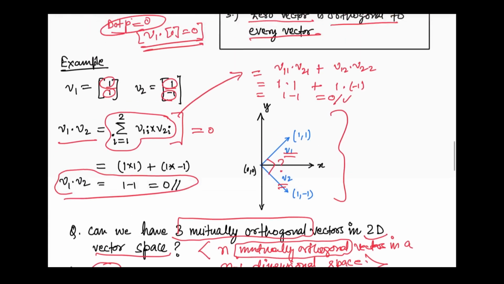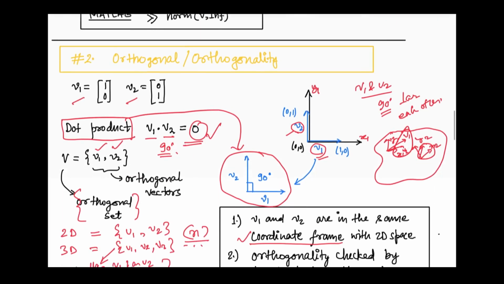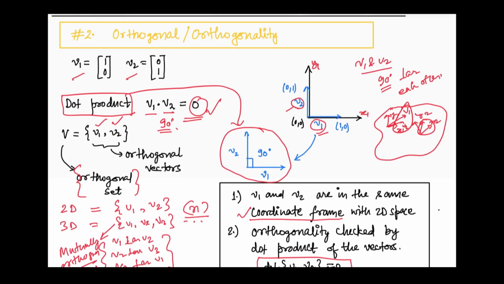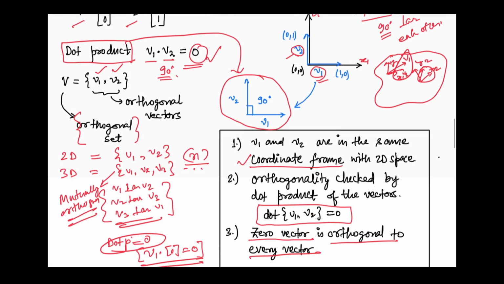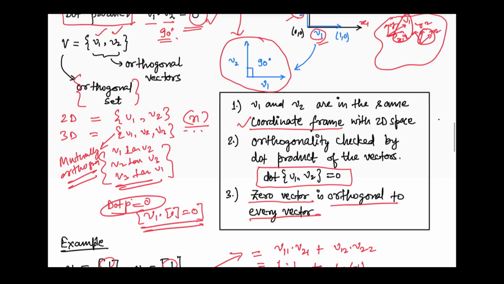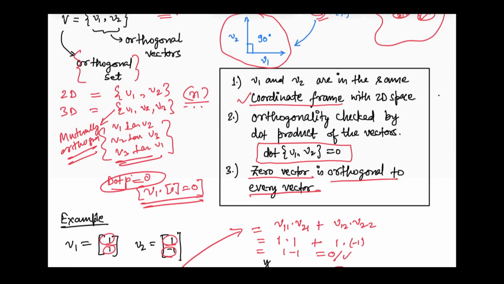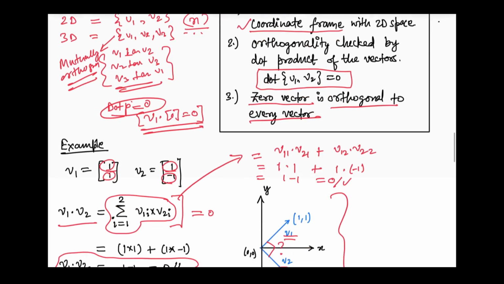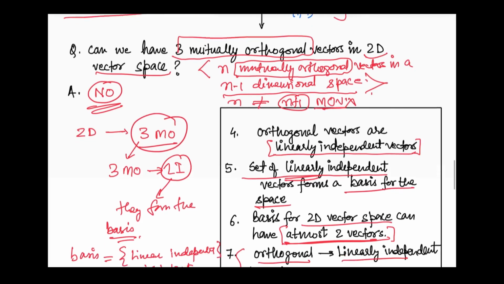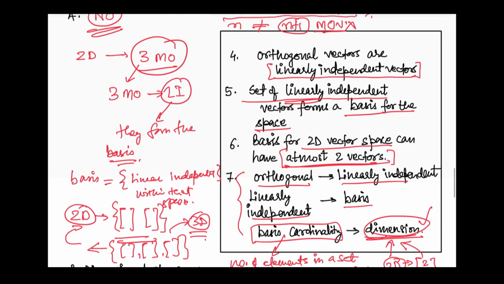So in summary, we say that two vectors are orthogonal if the angle between them is 90 degrees. The important condition is that both vectors should be represented within the same coordinate frame. To check mathematically whether the vectors are orthogonal or not, we find the dot product of those two vectors, and 0 is a vector which is orthogonal to every vector.